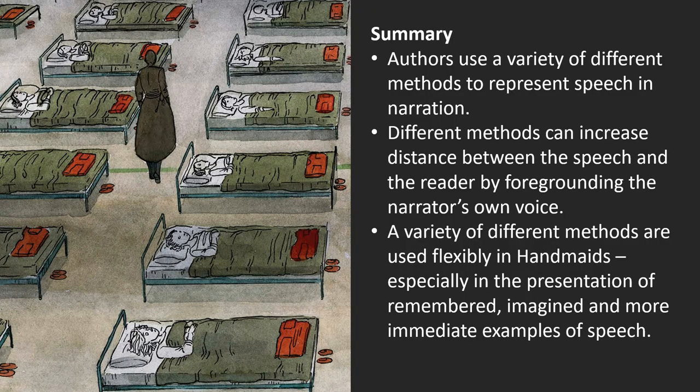Here's a quick summary of what we've learned. We know that authors use a variety of different methods to represent speech in narratives. We know that these different methods can increase the distance between speech and the reader, and they can have the effect of foregrounding the narrator's own voice over the voice of the person speaking, or the other way around. They can give the emphasis perhaps to the voice of the speaker and downplay the narrator's own voice.